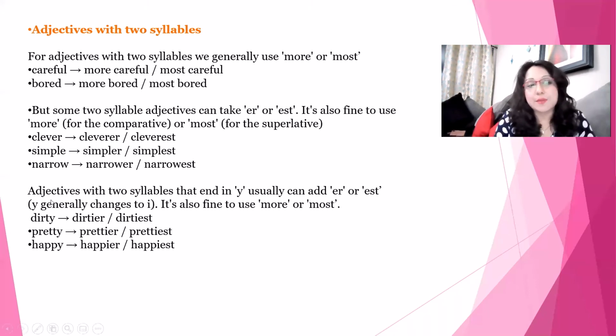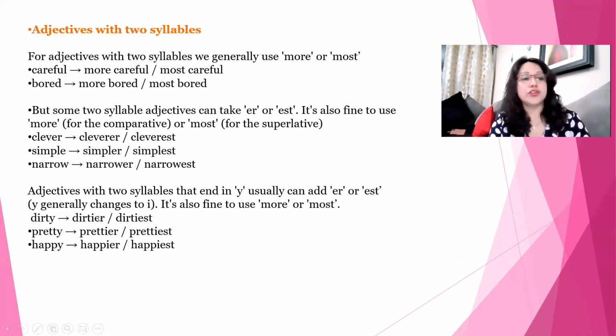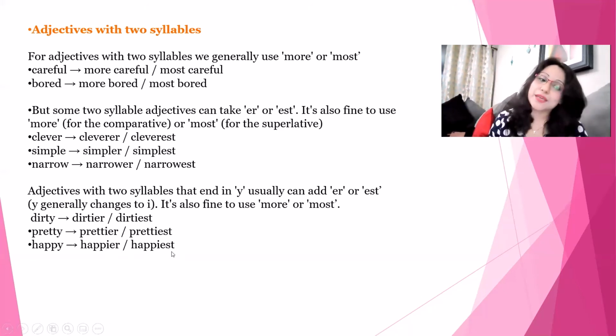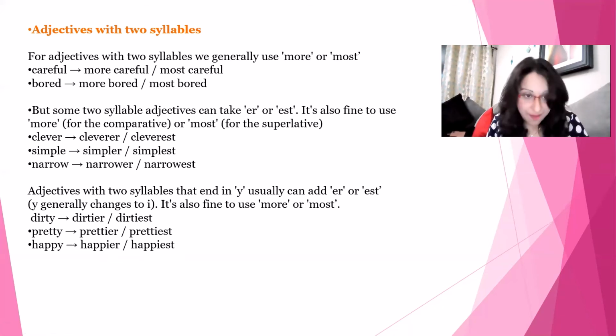And now again, the same thing, adjectives with two syllables that end in Y usually add ER or EST. Generally, Y changes to I. It is also fine to use more or most. So dirty becomes dirtier or the dirtiest. Pretty becomes prettier or the prettiest. And happy becomes happier or the happiest.